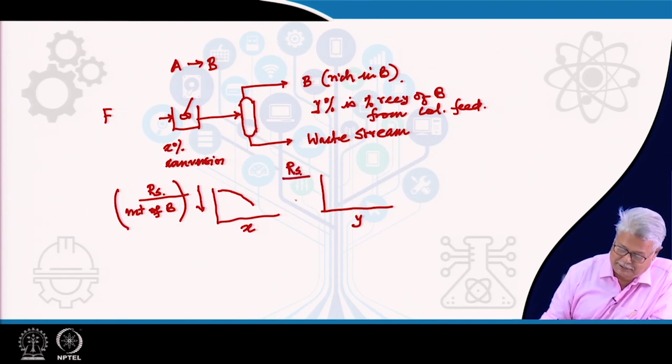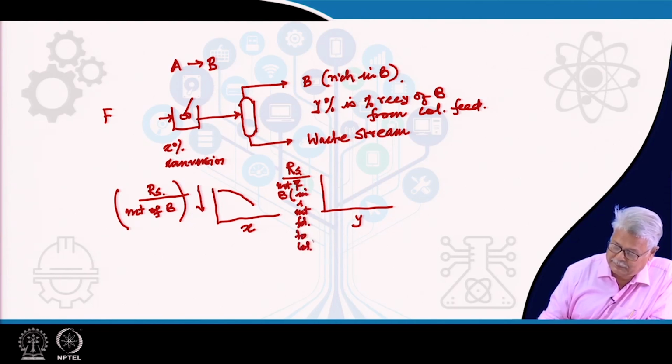And similarly, if we plot against Y the recovery cost, that means the recovery cost is basically in rupees per metric ton of B in 1 metric ton feed to column. That means, basically it is related to the feed and the feed concentration. Then you will find that initially it will keep on going up. That means, if you recover more and more, there will be a sharp increase in cost.